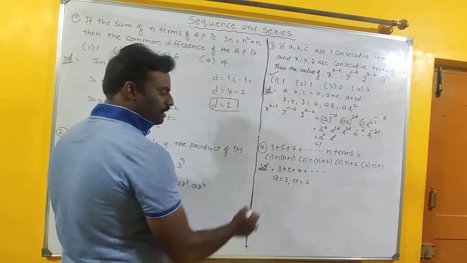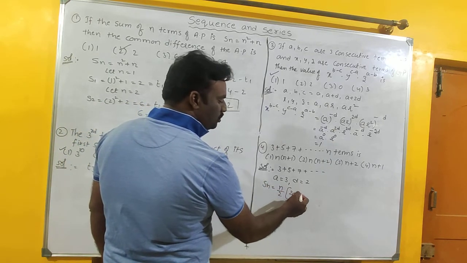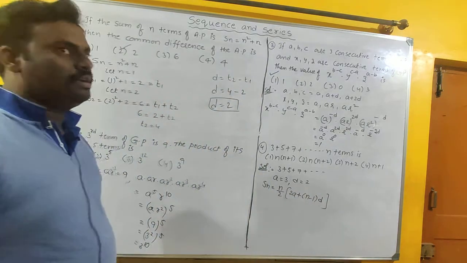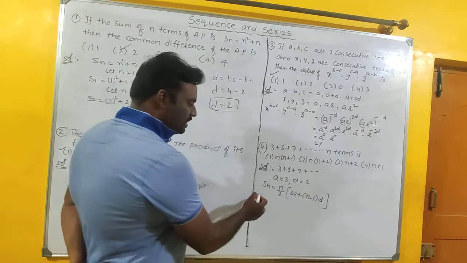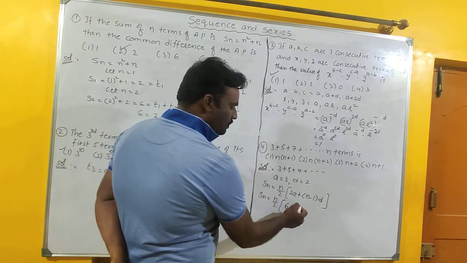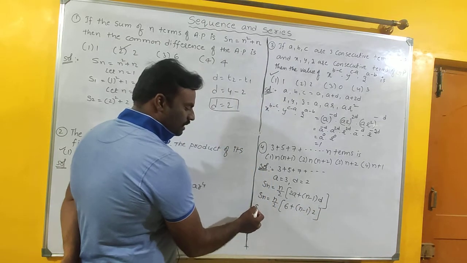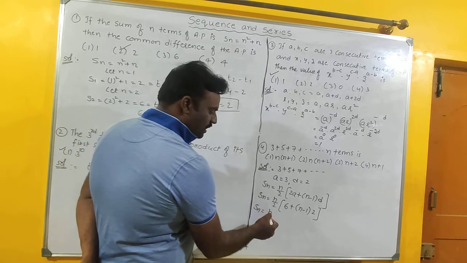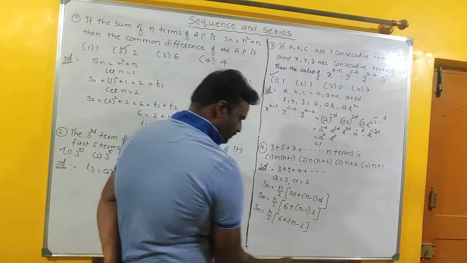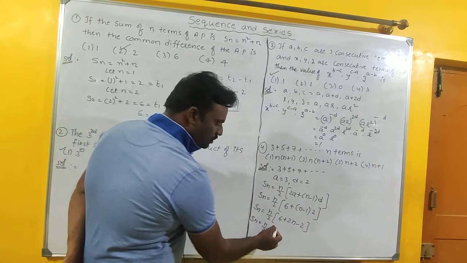What is the formula? Sn is equal to n by 2 into (2a plus (n minus 1) into d). Now simplify. Sn is equal to n by 2 into (2 threes are 6, plus (n minus 1) into 2). Now simplify. Sn is equal to n by 2 into (6 plus 2n minus 2). Then Sn is equal to n by 2 into (2n plus 4).